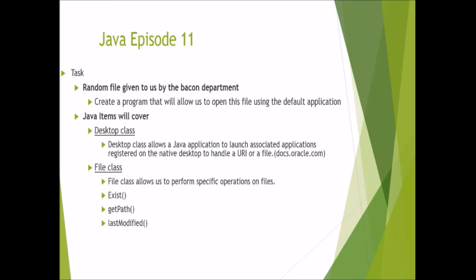But without any further delay, let's look at what we're going to be covering today. Today we're tasked with creating an application that will open a text file using the default application on the desktop. And by default, I mean whatever the desktop is using to open a text file, that's what's going to be used from our Java code. So we're going to discuss the File class. We're going to look at the exists method, getPath, lastModified, and we're also going to look at the Desktop class. Let's get started.